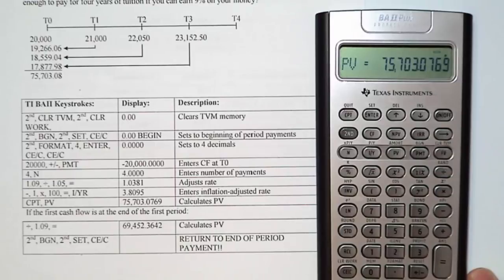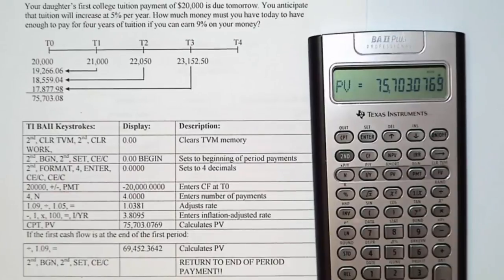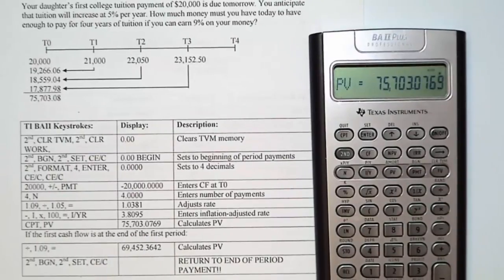And it's $75,703.08. So that's a weird way of doing things maybe, but it's the way that works. And it's a way that I would encourage you to get used to.